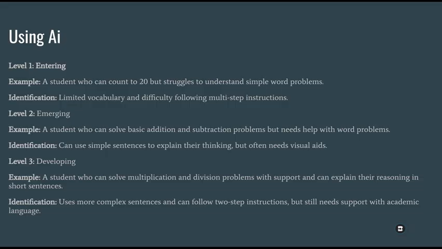Are they at level 3 developing? An example of a student who can solve multiplication and division problems with support and can explain their reasoning in short sentences. They use more complex sentences. They can follow 2-step instructions, but still need support with academic language. Now, this is important, especially because students can really show different levels in different content. They might be really good at math and have a lot of the academic language down, and they also could be struggling in language arts and having problems with grammar and words and vocabulary. And so they might be a level 1 in one and a level 3 in another. And that's perfectly okay. This just helps you find those levels quickly.